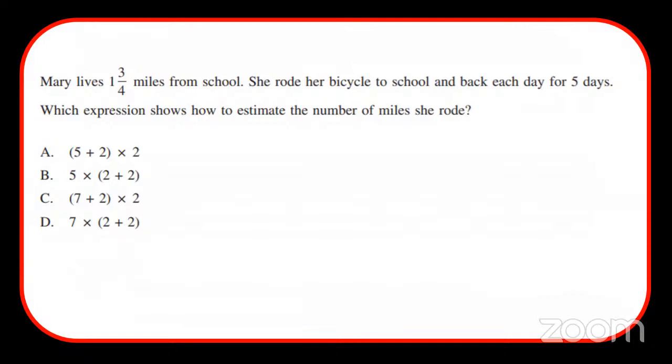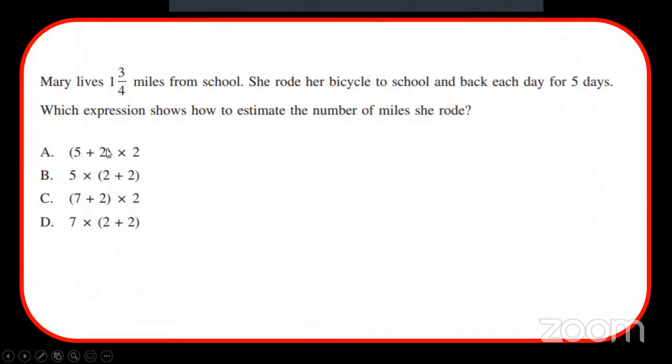All right, so the first one says, open bracket 5 plus 2, close bracket, multiplied by 2. B is 5 times, open bracket 2 plus 2, close bracket. C says, open bracket 7 plus 2, close bracket, multiplied by 2. And D says, 7 times, open bracket 2 plus 2, close bracket. Tell me what you guys think.